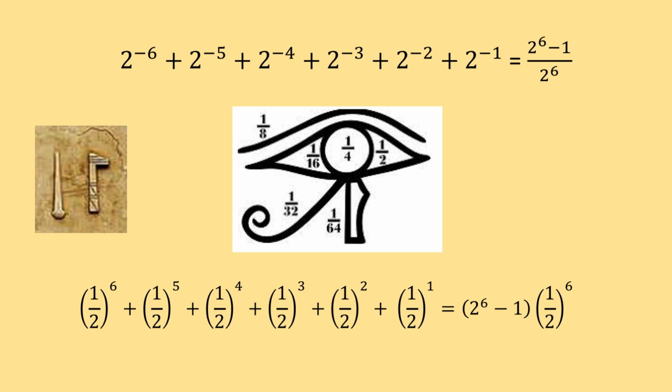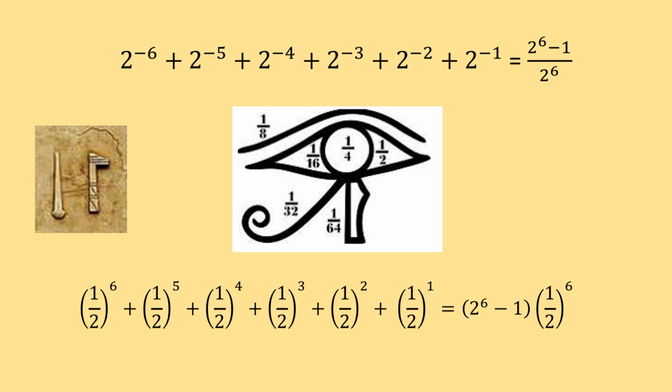Symbolically, the Wajet was a magical eye, and it was the eye that replaced an eye that was damaged in a fight that Heru had with his uncle, Set Typhon. The eye was magically created by the Neter Djehuti.